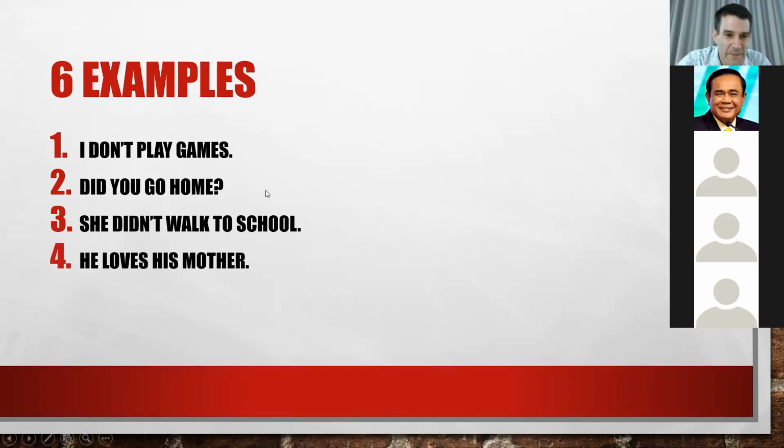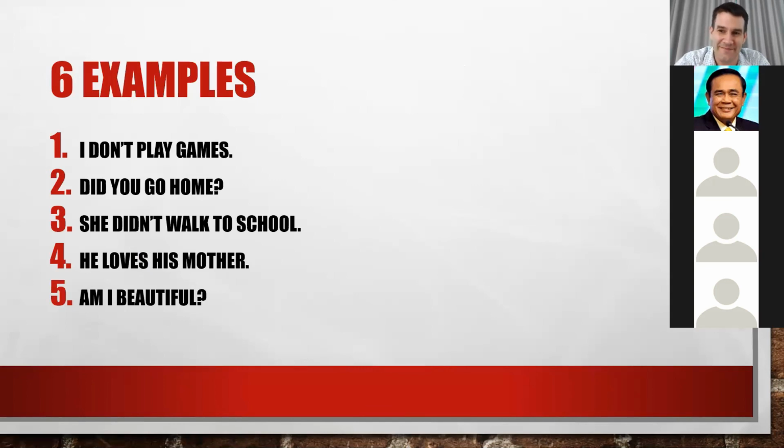How about number 4? He loves his mother. Verb 1 or 2, and positive, negative, or question. So it has an S added to it, which makes it verb 1. But it is positive. This is verb 1 positive. Verb 2 would be loved. It would end with a D, not an S.